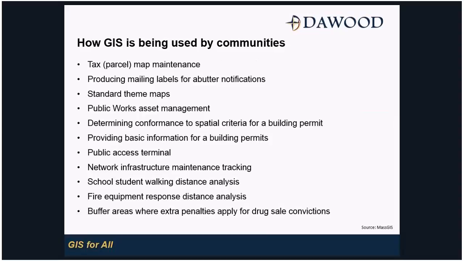Other ways that GIS is being used by communities are just maintenance for the tax maps. Like I said, producing mailing labels, creating theme maps. Public works is a huge part of how communities are using GIS and managing their assets. And just public information, doing different analysis and providing information is really the value of becoming a smart community.